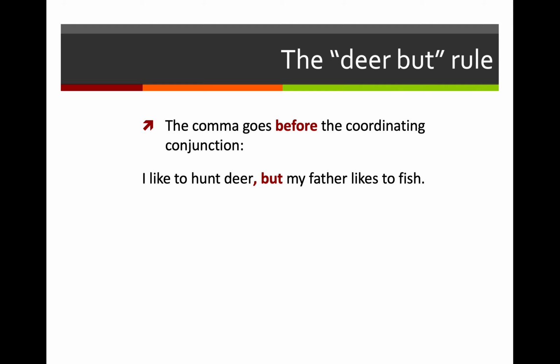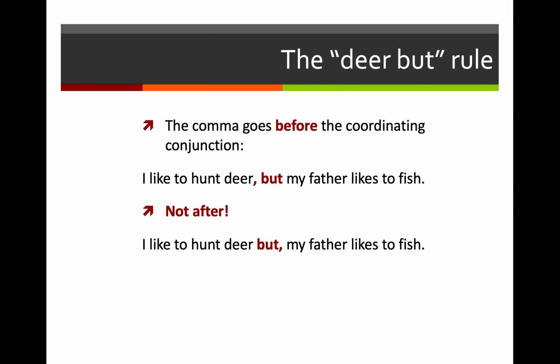By the way, here's what I call the dear but rule. Please don't go to the writing center and ask them to explain the dear but rule. I made up this name myself. They will think I'm insane. But the dear but rule goes like this. The comma always goes before the coordinating conjunction. And I got that name from this sentence that one of my students wrote. I like to hunt deer, but my father likes to fish.